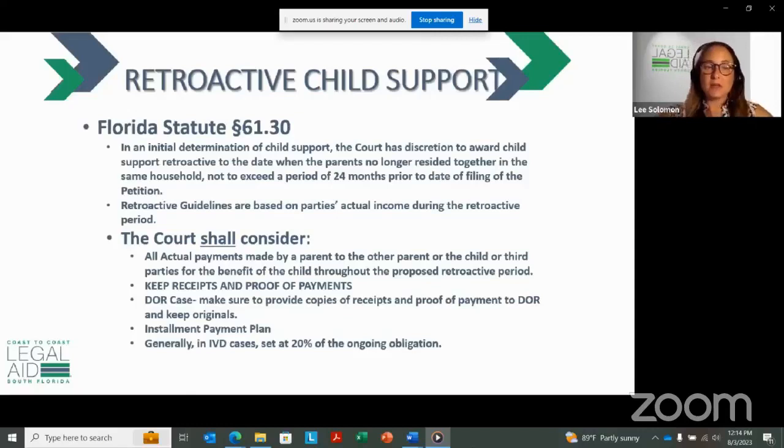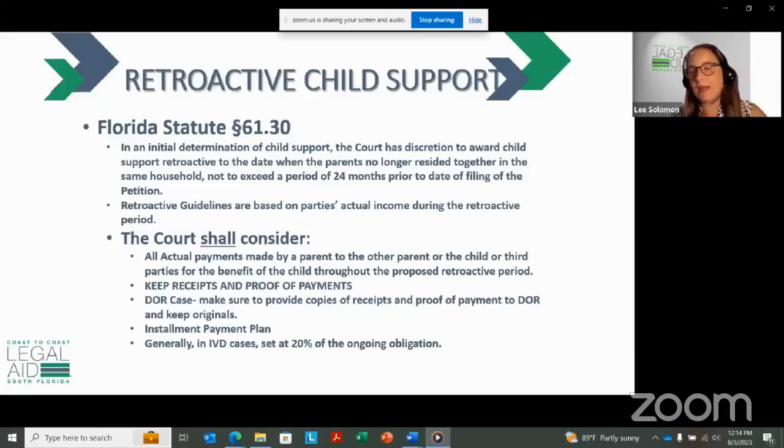And a lot of times people are nervous about the retro because they think it's going to be this huge amount that they're going to have to pay all in one lump sum. However, generally the court does establish installment payment plans. Usually in DOR 4D cases, the payment is set at 20% of the ongoing obligation.